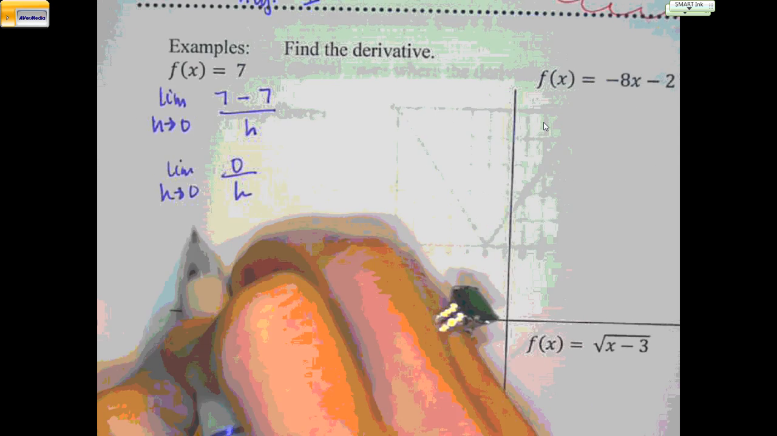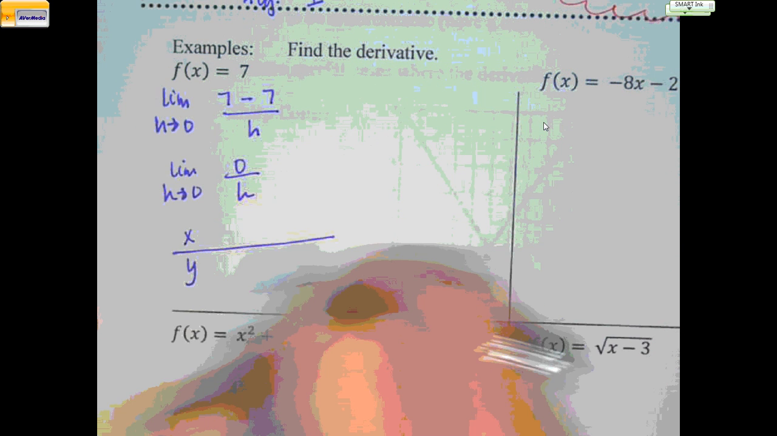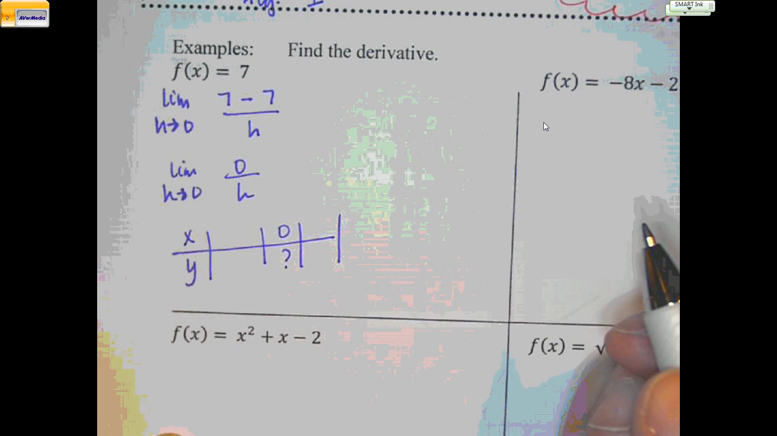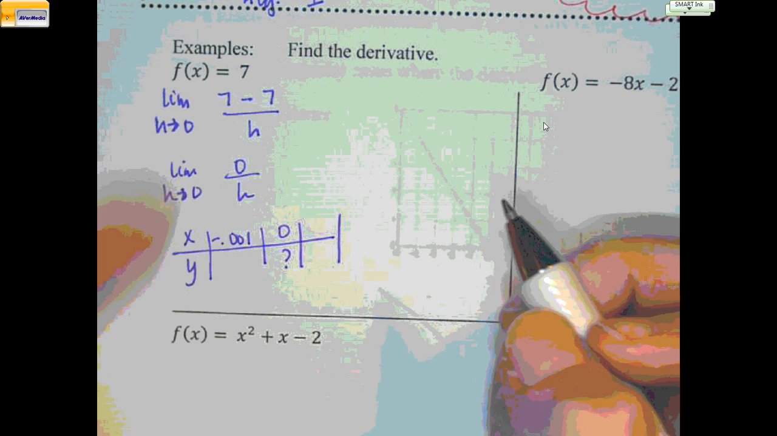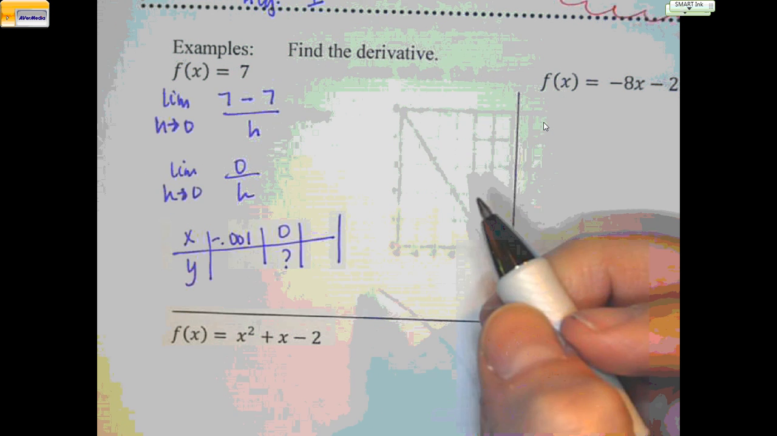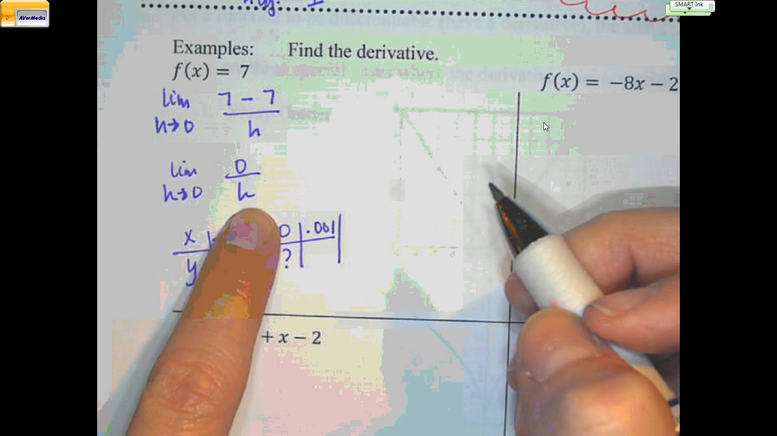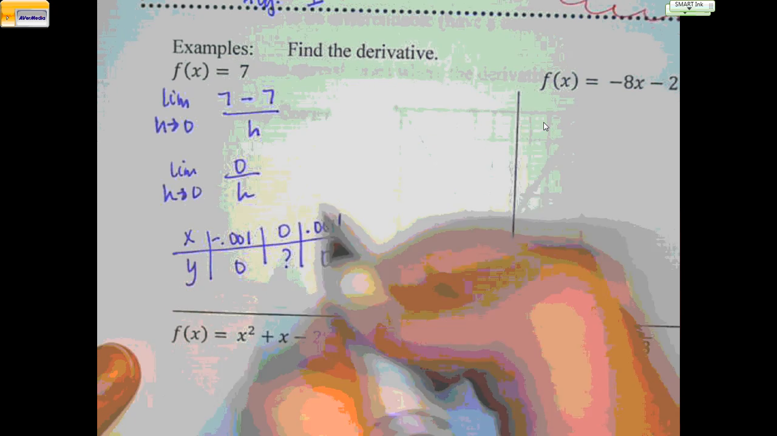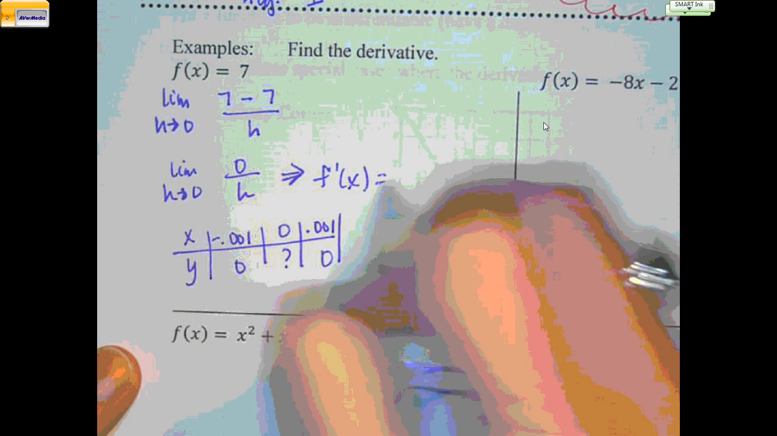So if you think about the limit as we're approaching that little guy, we've got our little t-chart. At 0, we don't know, it's undefined. But if I put in negative 0.001, what's 0 divided by anything? 0. And if I have positive 0.001 and I plug that in for h, what's 0 over anything? So what we're saying is that f prime of x, the derivative, is 0.